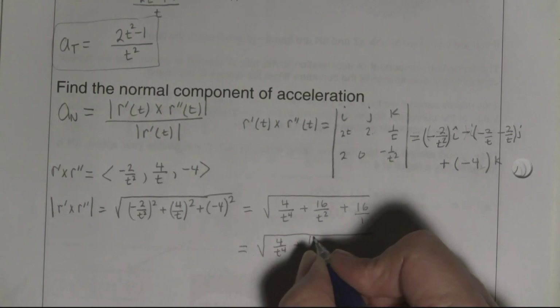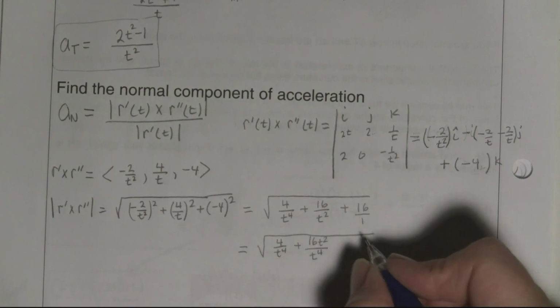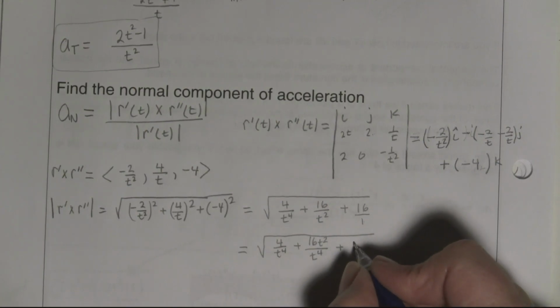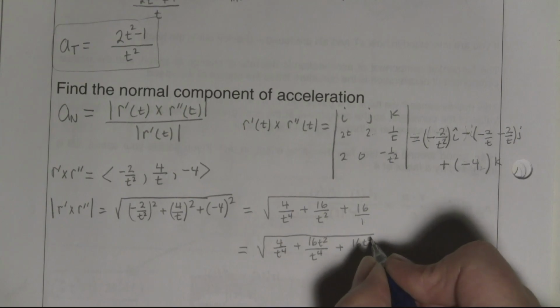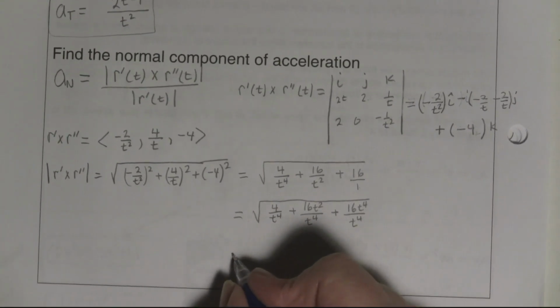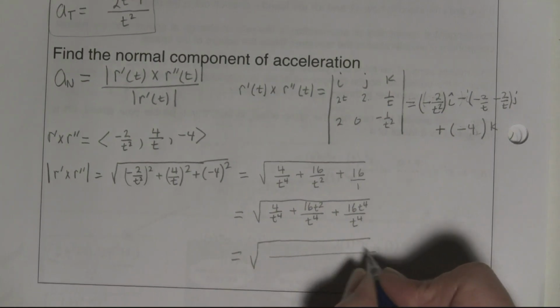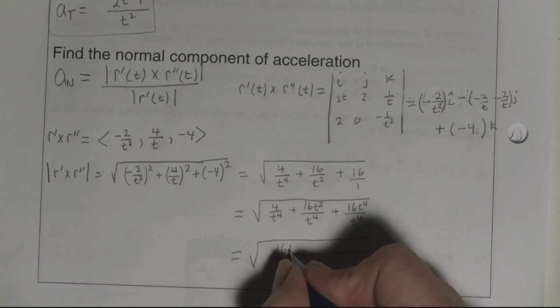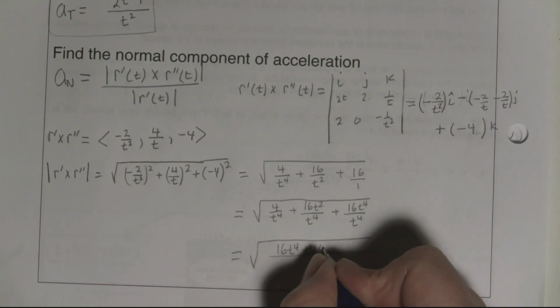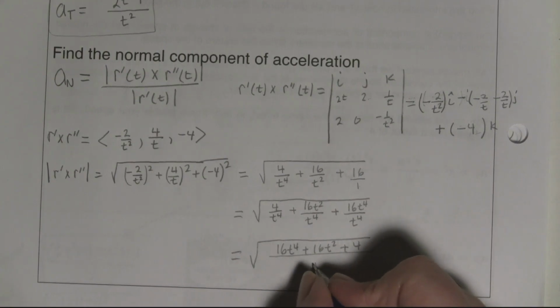And should we simplify things? The answer is yes, unfortunately, we should. So when the dust clears here, I have the square root of 16t to the fourth plus 16t to the second plus 4, over t to the fourth.